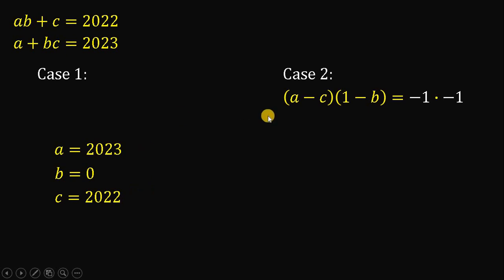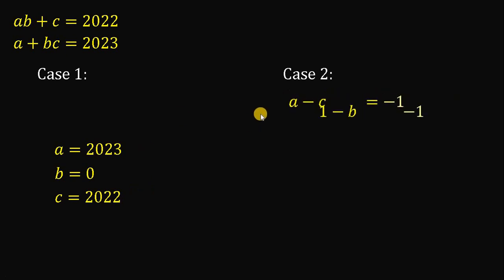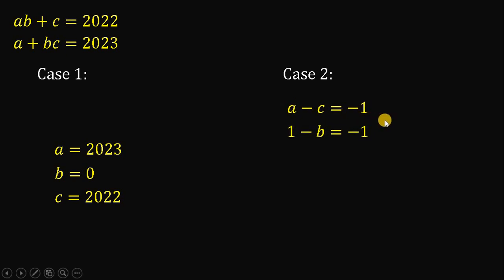And now let's go to the second case. So we have A minus C equals negative 1 and 1 minus B equals negative 1. On the second equation again, we can solve for the value of B. So let's subtract 1 on both sides. Negative 1 minus 1 is negative 2. Divide both sides by negative 1. This will give us the value of B must be equal to 2.